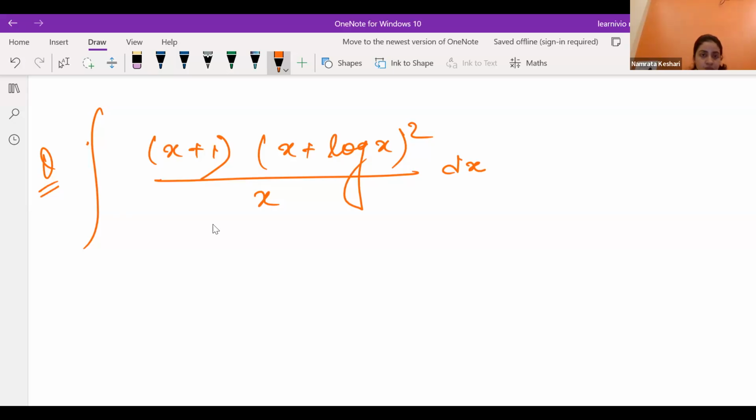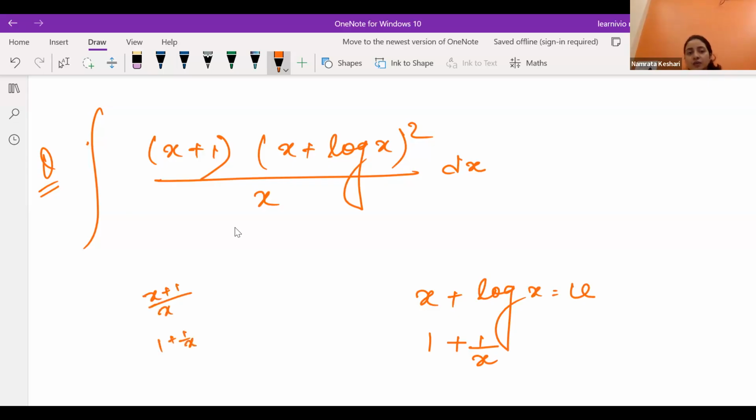X plus log x, which will give x plus 1 by x. What we'll be taking as a substitution? X plus log x. So if we take the substitution as u, we will be getting 1 plus 1 by x, right? Which is x plus 1 by x. Exactly. Okay, x plus 1 by x is nothing but 1 plus 1 by x. That's what you are saying, right? Yes.